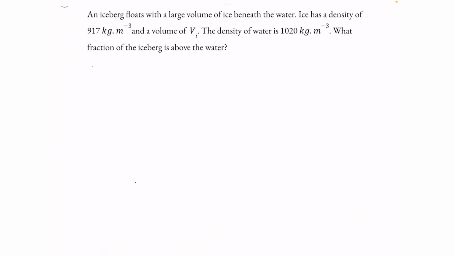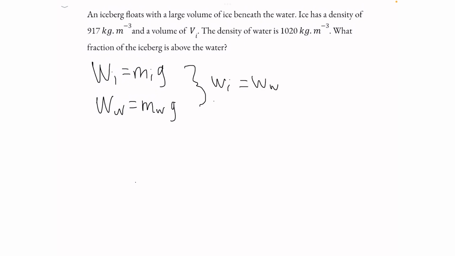Archimedes' principle states that the size of the buoyancy force is equal to the weight of the fluid displaced. So the weight of the iceberg would be W_I is equal to m_I g, and the weight of the water, which is the buoyancy force, is the weight of the displaced water, which would be W_W is equal to m_W g. Now, since we know that the iceberg is floating, its weight is exactly equal to the buoyancy force. So we can rewrite it as m_I g is equal to m_W g.